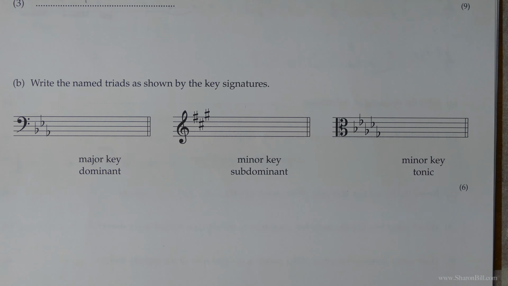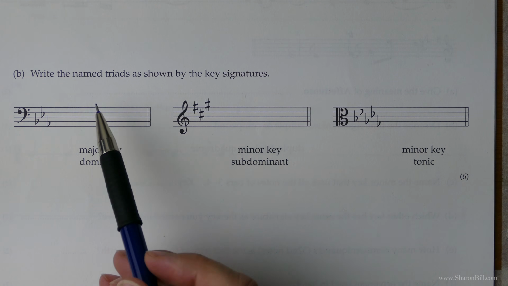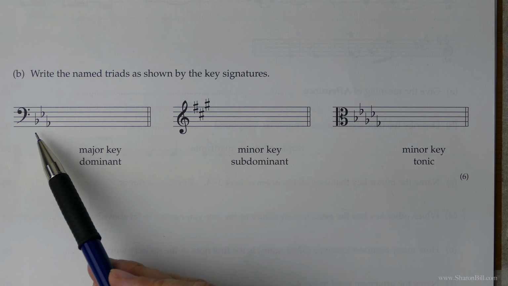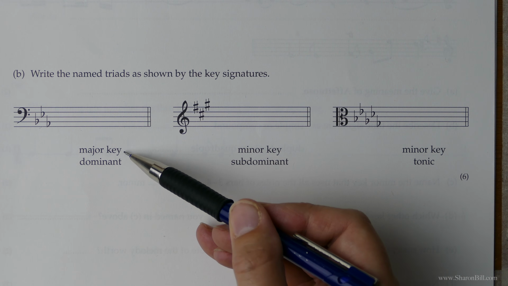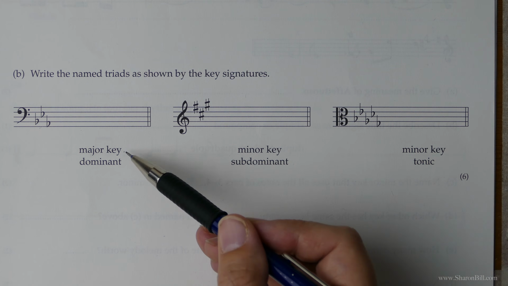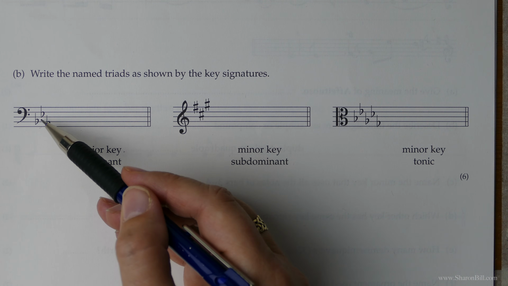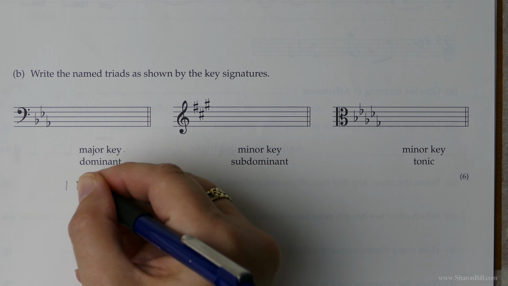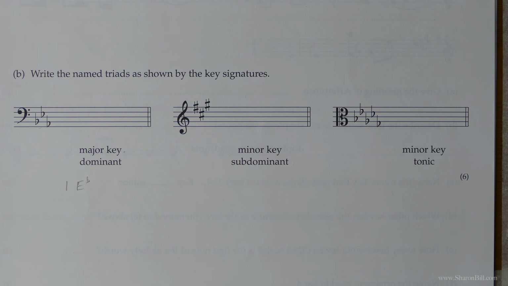So now we've got to just sort of extend that thinking a little bit further, but the principle remains here. We need to write the triads that we've been given, shown by the key signatures. Now, of course, this could be a major or a minor key signature, but they've specified whether it's the major or the minor key signature. So if this is a major key signature, we know that we're in E flat major, so chord 1 will be E flat as our tonic. We don't really need to worry about that because the key signature takes care of those flats.